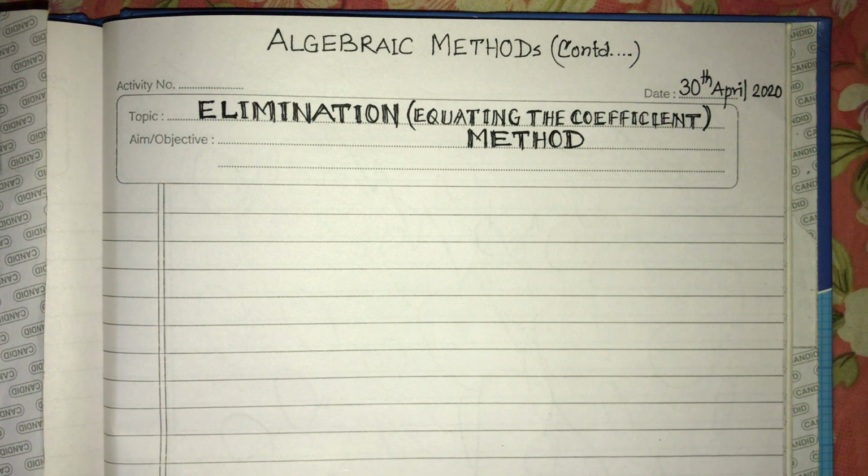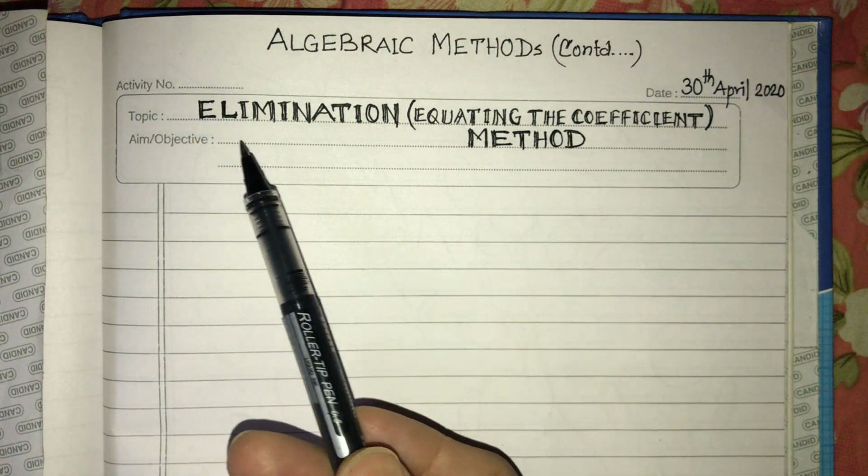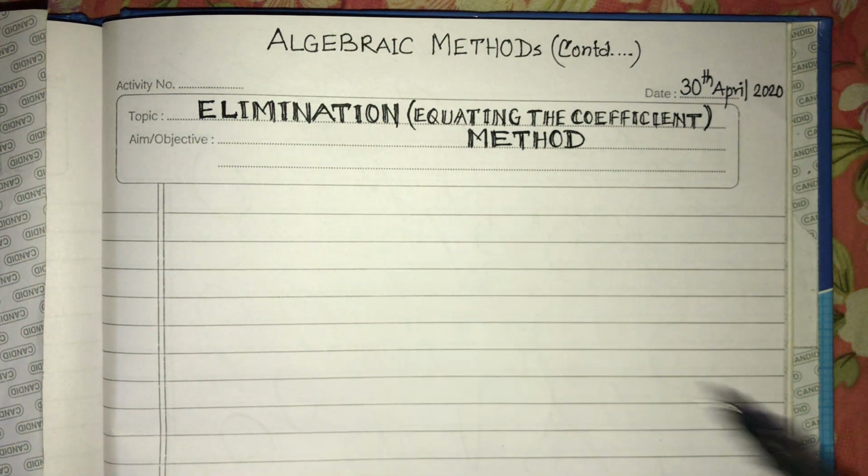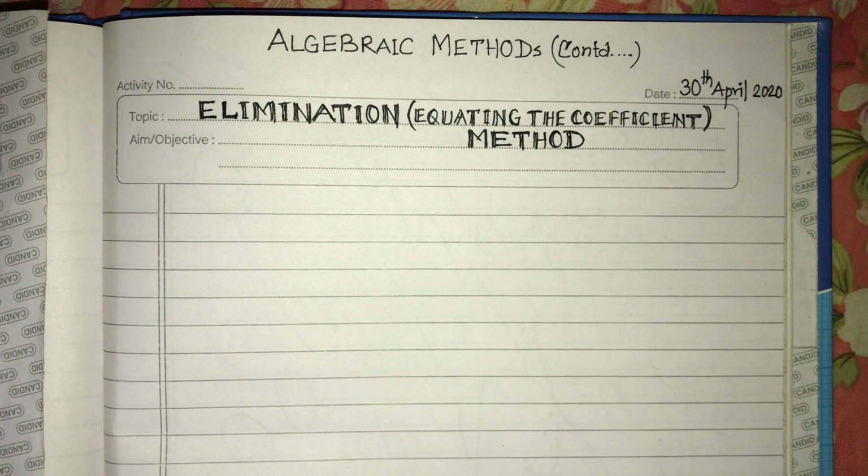In this method, as the name itself tells us, we do elimination. Elimination means to remove something. We have two variables in this system of linear equations, and solving two variables at a time is difficult.